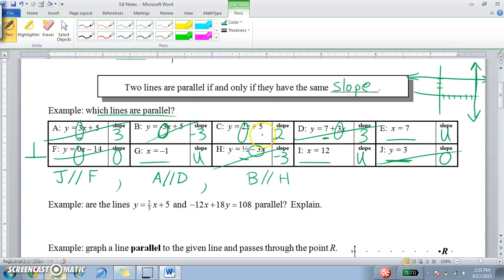C has a slope of 2. Nothing else has a slope of 2, so that's not parallel to anything. And then we've got 3 undefined slopes. So E is parallel to I, which is parallel to G. All 3 of those are parallel.